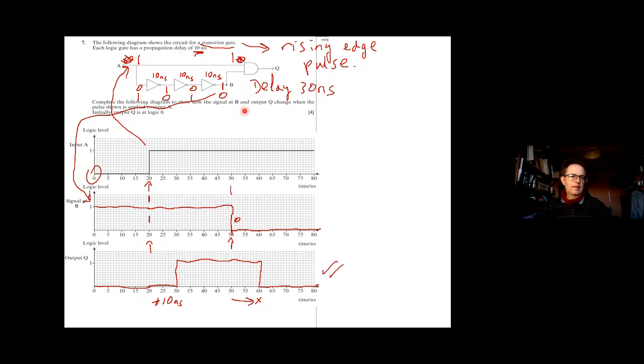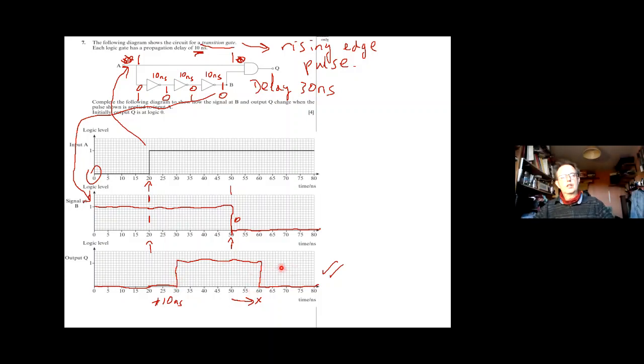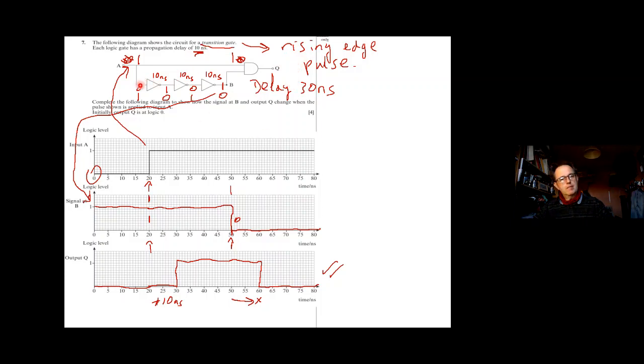So, yeah, number 1, revision on that. Transition gates, know their use. So it's to create basically a pulse of a certain duration. Used in D-type flip-flops to give you a rising edge. Propagation delay means the time taken between the input and the output being able to change.